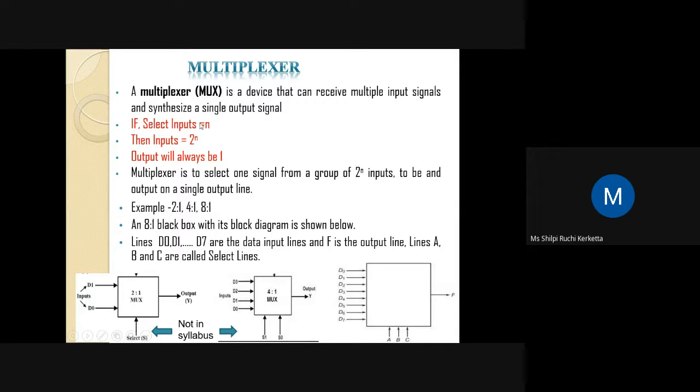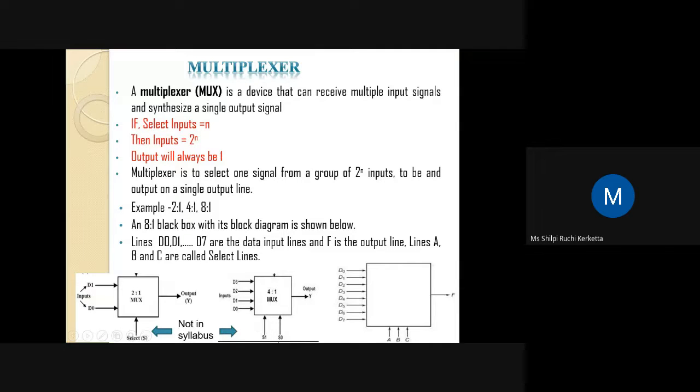So first we have to see the select line. If the number of select lines is n, then the number of inputs will become 2 to the power n, and the output will always be 1. If we have only one select line, the number of inputs will be 2 to the power 1, which is 2. So it will be D0 and D1.